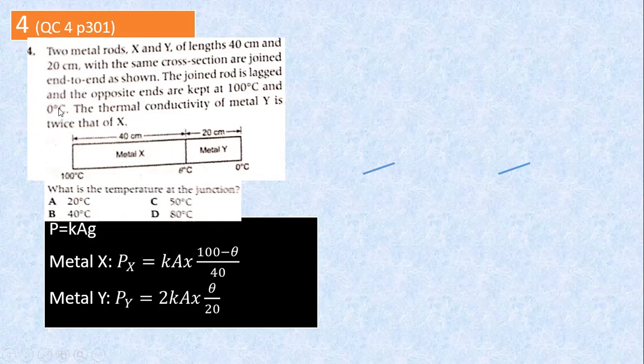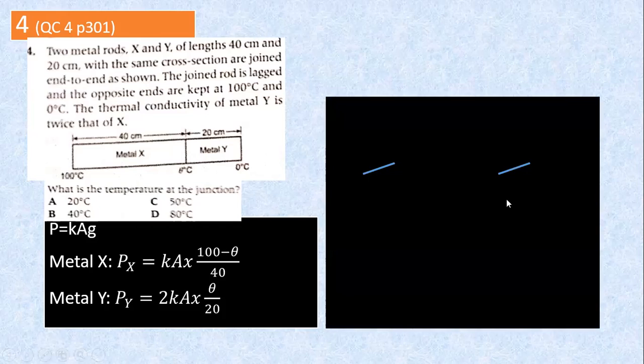The joint rod is lagged and the opposite ends are kept at 100 and 0. 100 here, 0 here. Thermal conductivity of X is twice that of Y. If X is K, then Y is 2K. Then put the two equal. The flow rate doesn't change. Flow rate is the same in the metal.